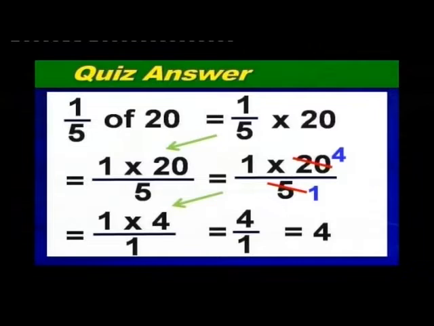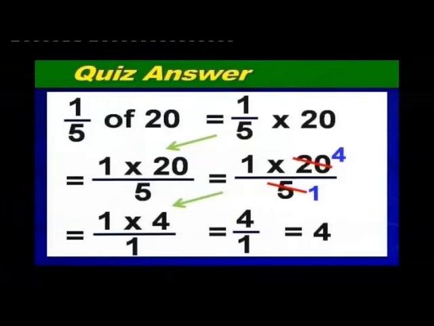So next step, what do you do? You cross cancel or simplify, okay? In this case, 5 and 20. So 5 into 5 is 1, 5 into 20 is 4. And then you multiply the numerators and multiply the denominators. 1 times 4 is 4, over 1, which is equal to 4.